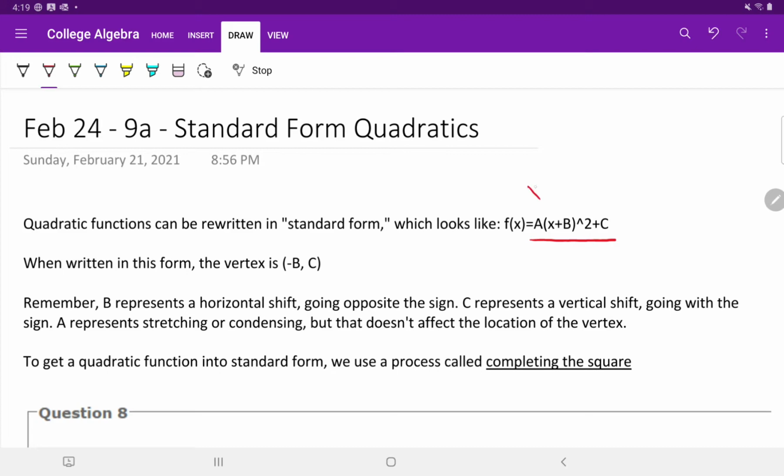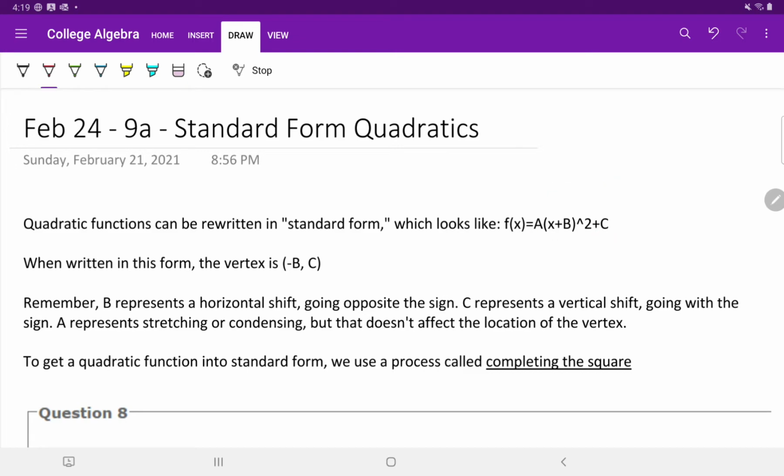Instead of having our quadratic written out like x squared plus 3x plus 2, we'll have a form that has parentheses in it. It might have a coefficient out front, and then it's going to have our constant in the back. We'll do some examples to show you how exactly we can go from one form to another. But I want to point out a few things about this form specifically.